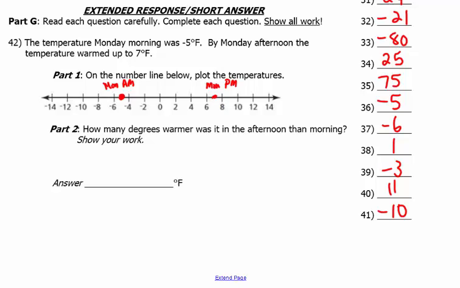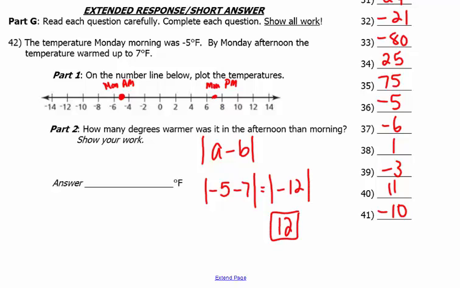But how many degrees warmer was it in the afternoon than the morning? So we could count the distance between these two. Or we talked about distance on a number line in lesson 6. That's the absolute value of the first number minus the second number. So the absolute value of negative 5 minus 7. Negative 5 minus 7 is negative 12. And when I take the absolute value of that, it's just 12. So I could use a number line count, or I could use our absolute value. So 12 degrees is how much warmer it was.